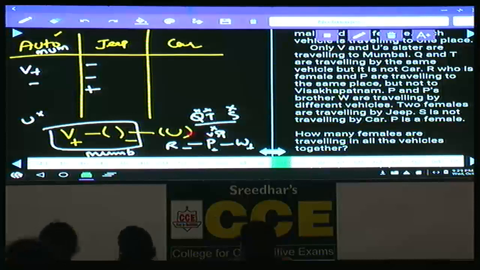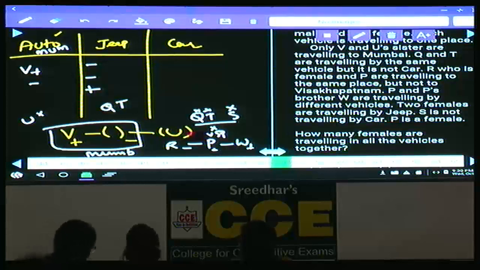Now Q, T and S cannot be here. Out of these 3 persons Q, T and S, Q and T are traveling by the same vehicle. As Q and T are traveling by the same vehicle, Q and T cannot travel by auto. Why cannot they travel by auto? Because V is already there. If Q and T were added, then there will be 3 persons rather than 2 persons. And Q and T cannot be car, Q and T cannot be auto, hence Q and T must be jeep.